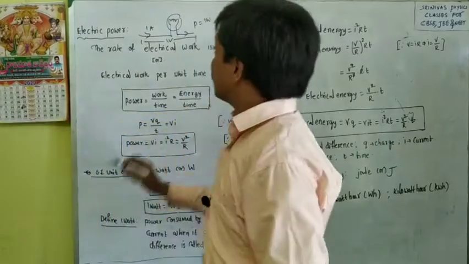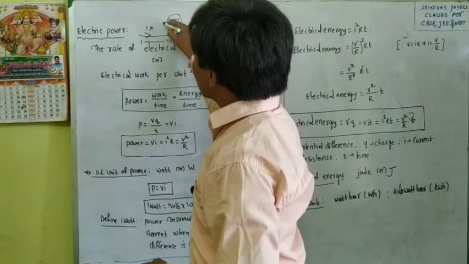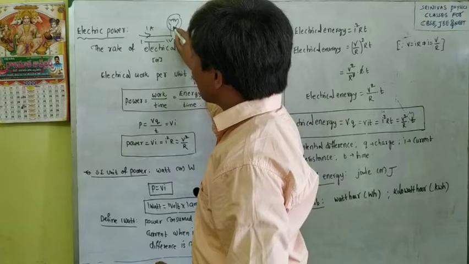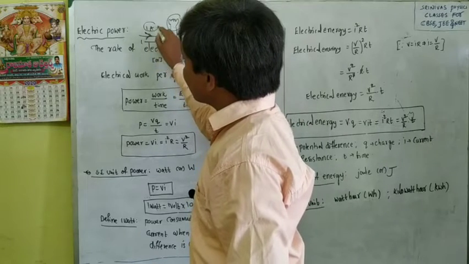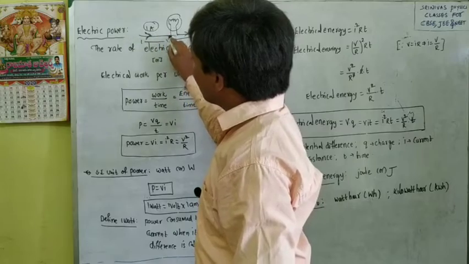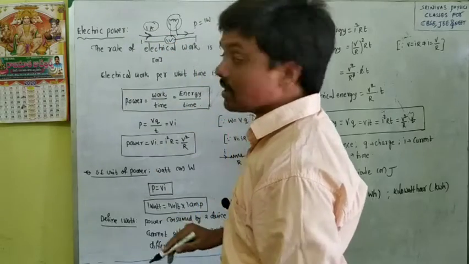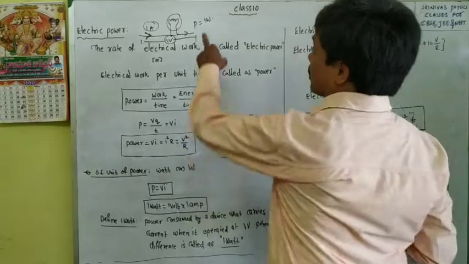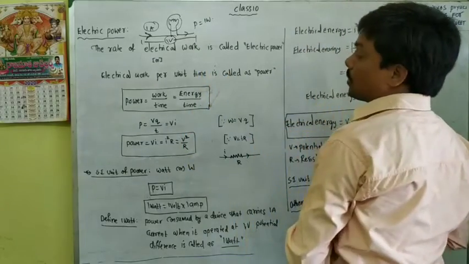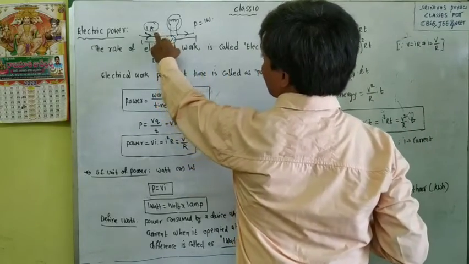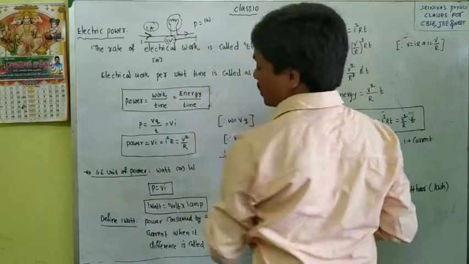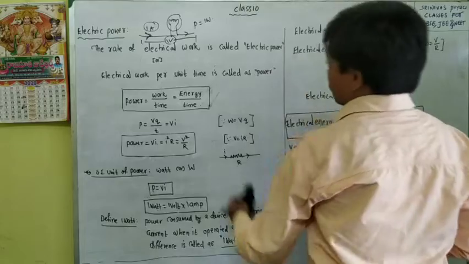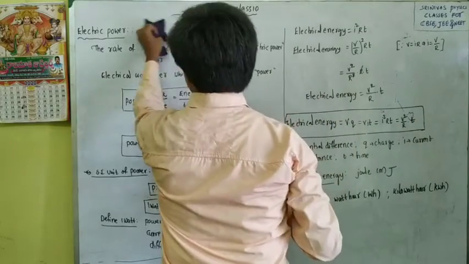Okay, and now the power consumed by this device, the bulb, that carries 1 ampere current when it is operated under the potential difference 1 volt, the power consumed is equal to 1 watt. Means we have to send 1 ampere current at 1 volt potential difference. At that moment the power consumed is equal to 1 watt. Now this is the power unit.